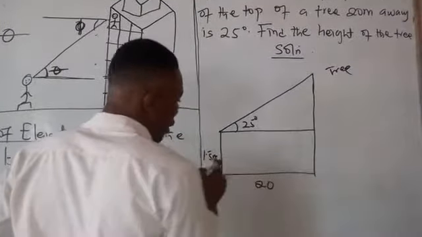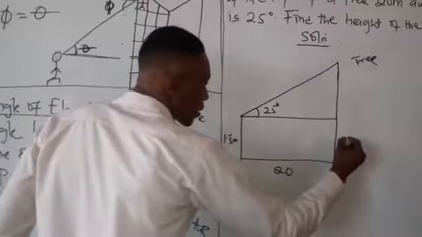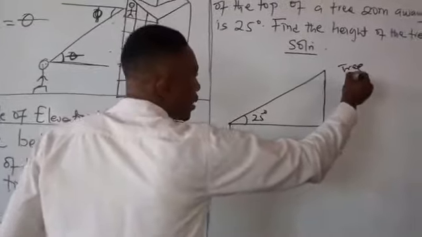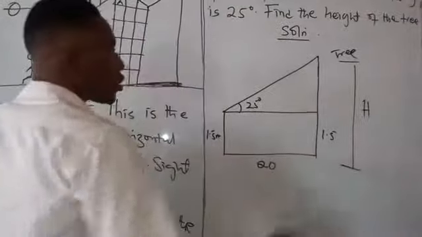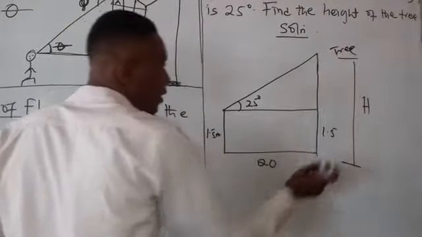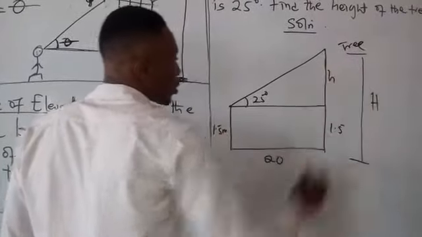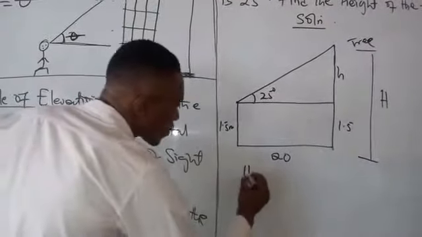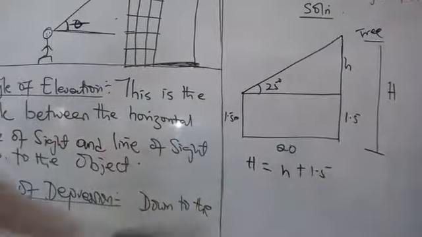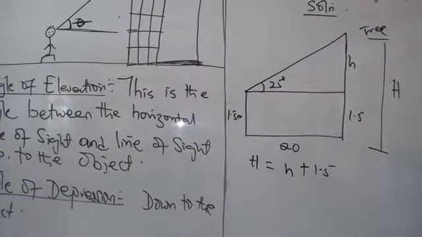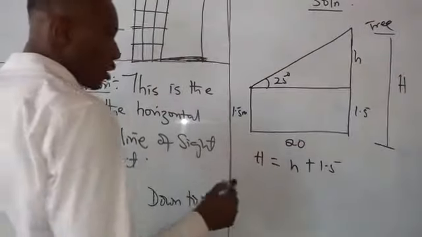So if here is 1.5, automatically this height is still 1.5. Now this is the height of the tree, so we call it big H. From here down to here is the height of the tree. But we know here, but we don't know what is here. Let's call here small h. So therefore big H is going to be small h plus 1.5. So let's find the big H. That's the question. For us to calculate the big H, we need to find the small h.